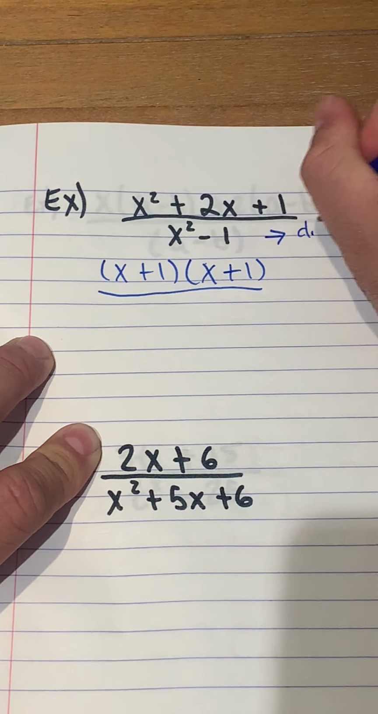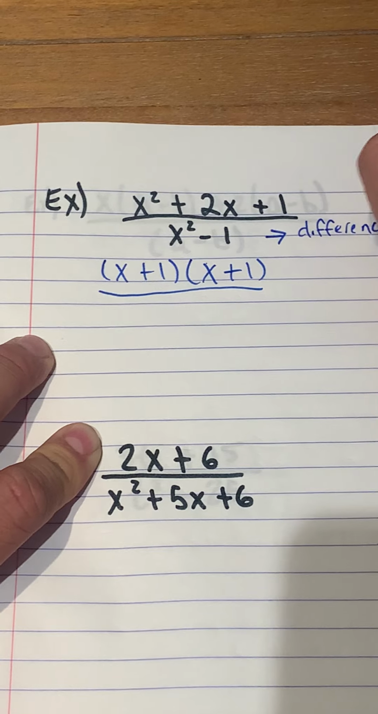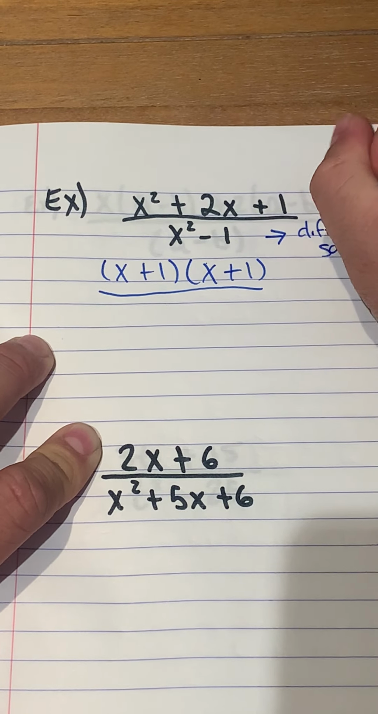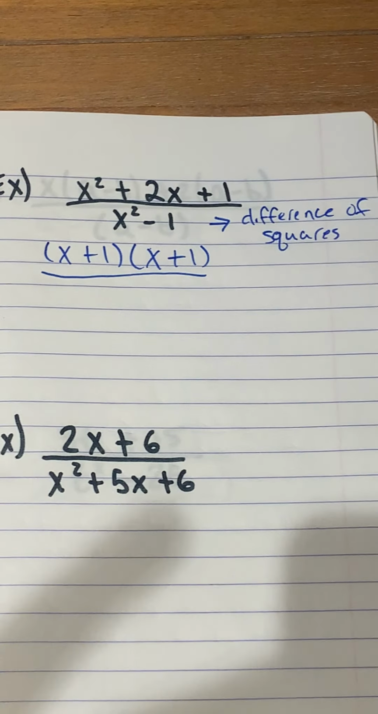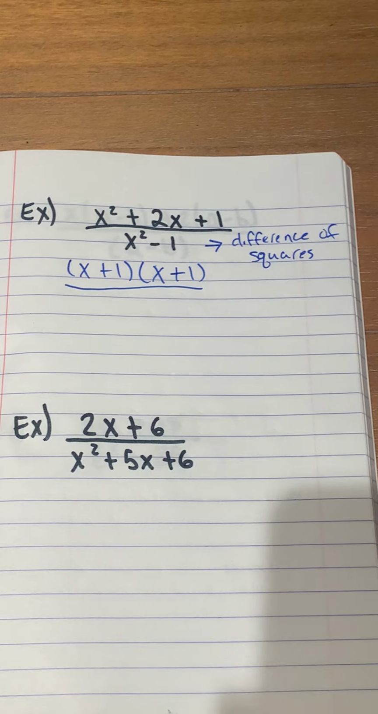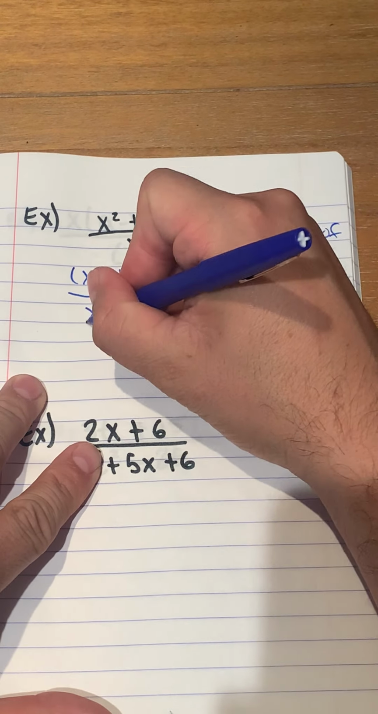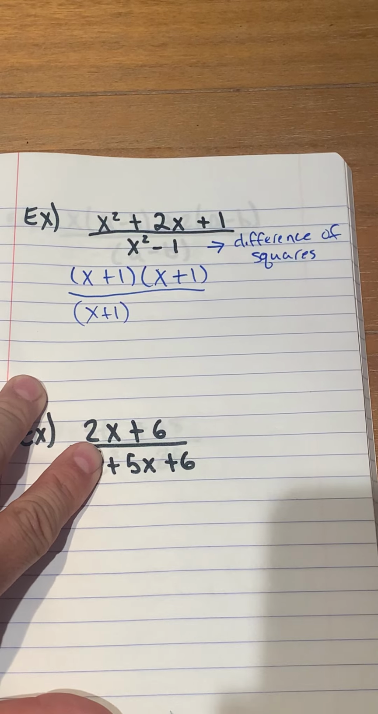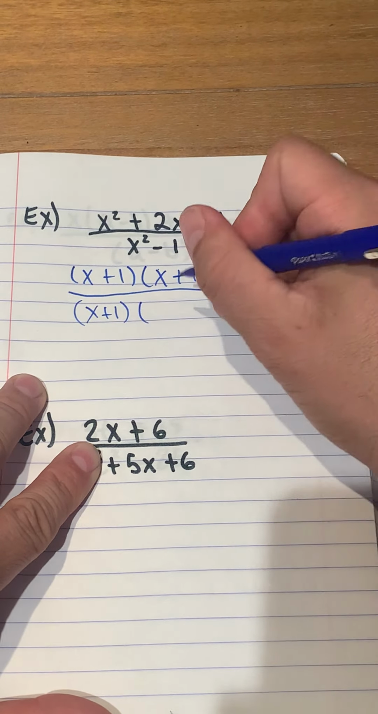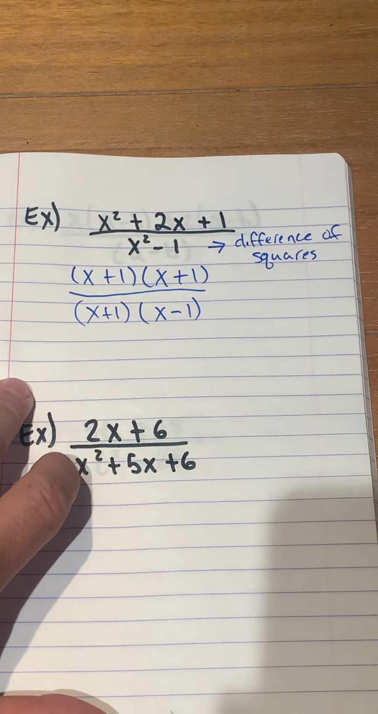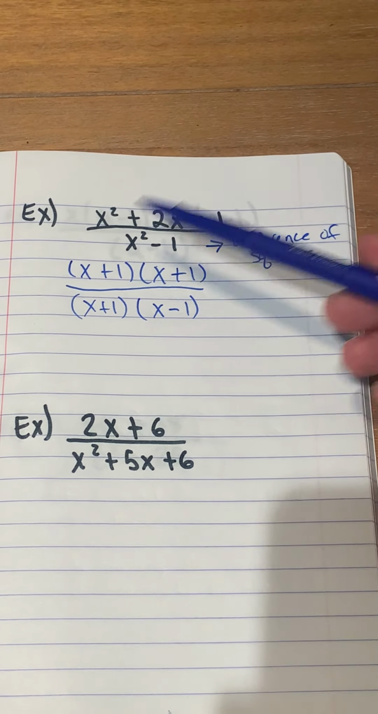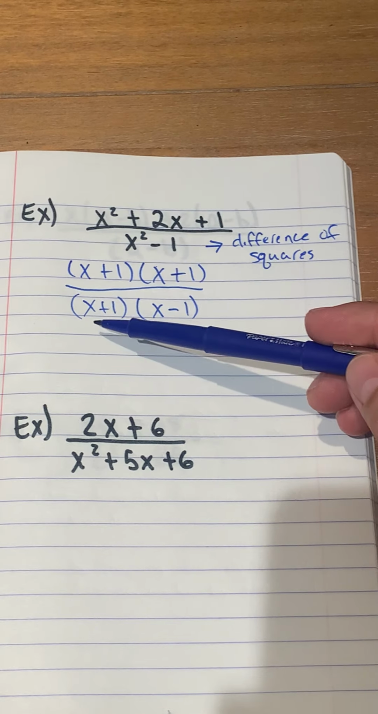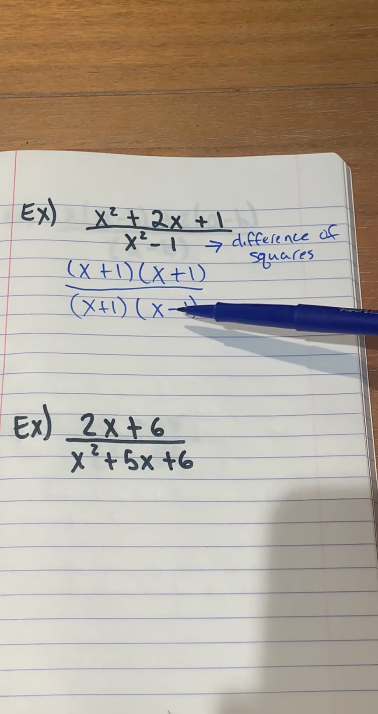I'm going to draw a quick arrow. The difference of squares. So the bottom part is going to look like x plus 1 times x minus 1. Now what do we do from here? Now we have x plus 1 times x plus 1 divided by x plus 1 times x minus 1.